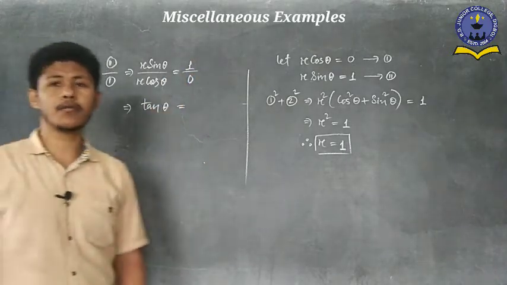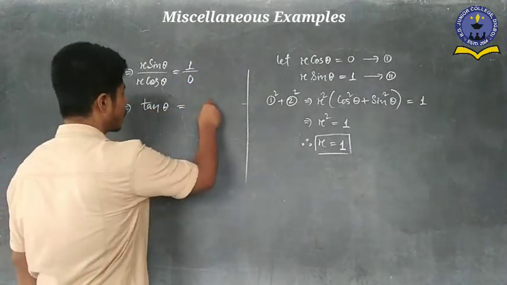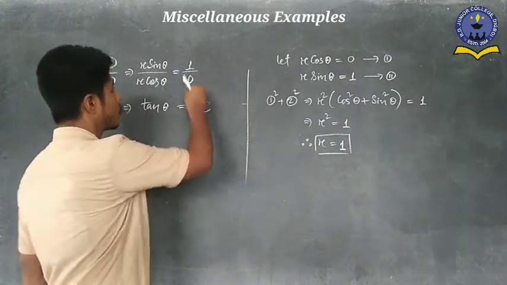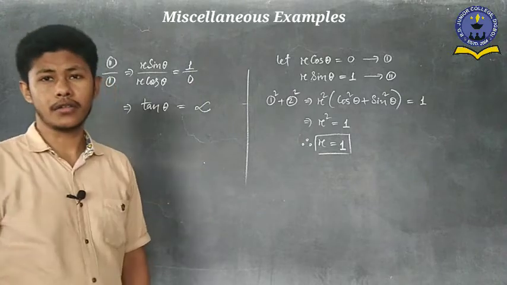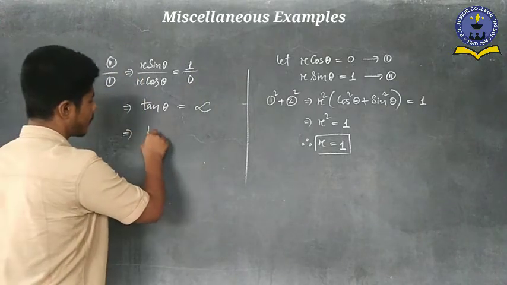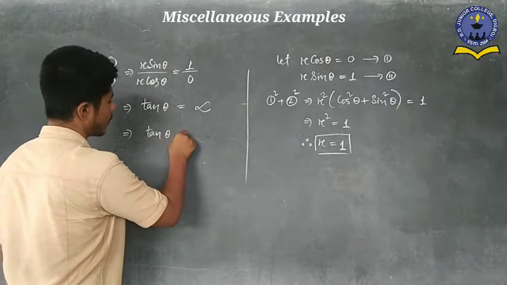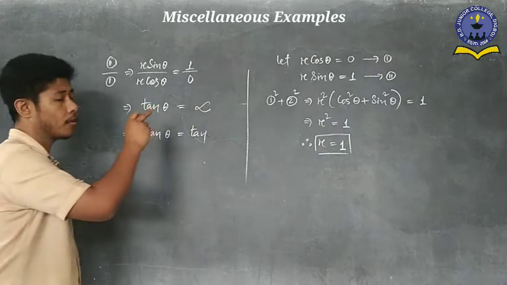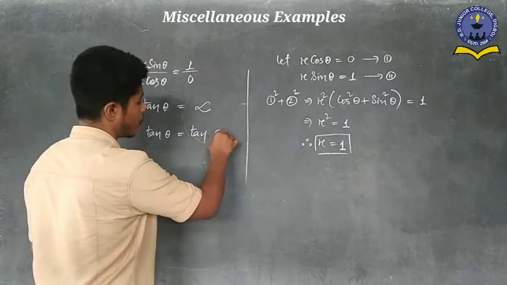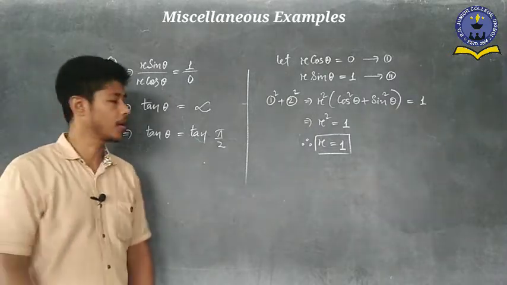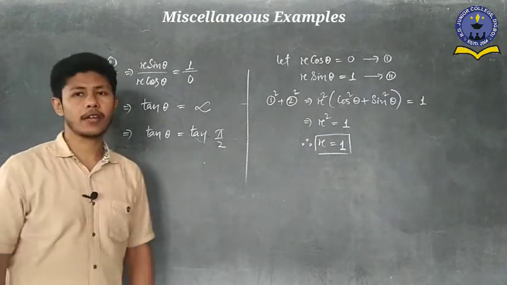All of you know the value of 1 by 0. So 1 by 0 is undefined because 1 is not divisible by 0, isn't it? So we write tan theta equals undefined. When we get tan as undefined, obviously pi by 2. So tan pi by 2 equals undefined, infinity, isn't it? So we get tan theta equals tan pi by 2.